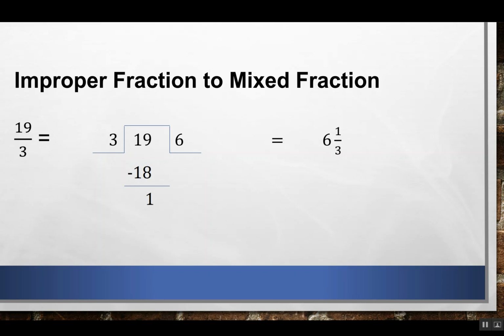Guys, these were the two examples through which I tried to explain the conversion. I hope it is clear to you.